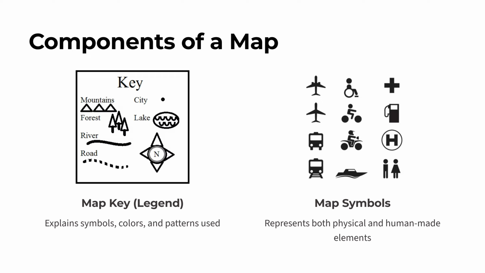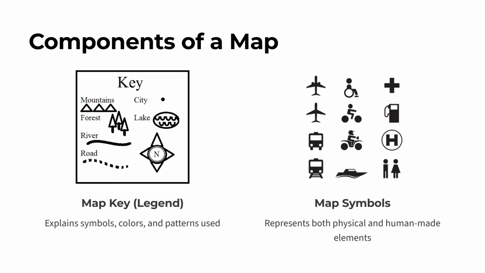And finally, the map symbols. Symbols are the small drawings, shapes, and colors you see on the map itself. They represent real things: roads, rivers, schools, markets, even factories. Because we can't draw real buildings and trees on paper, we use symbols instead.